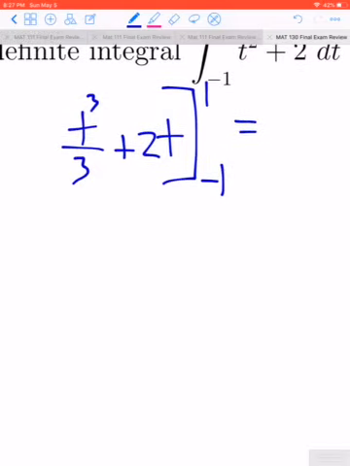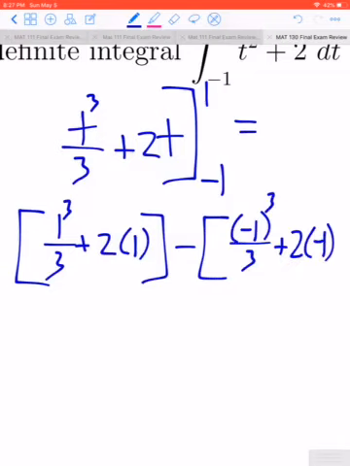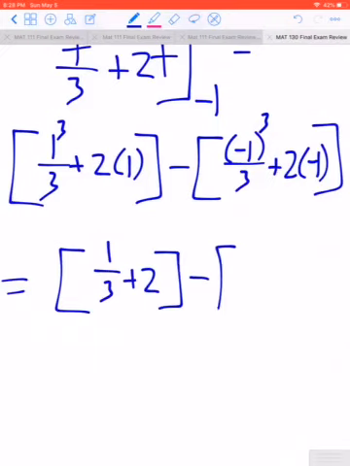The fundamental theorem of calculus says you first evaluate the antiderivative at the upper bound. So I'm going to plug 1 into my antiderivative. And then we need to subtract the antiderivative evaluated at the lower limit of integration. This will give us our answer. It's going to be 1 over 3 plus 2 minus, this is a -1 over 3 minus 2.